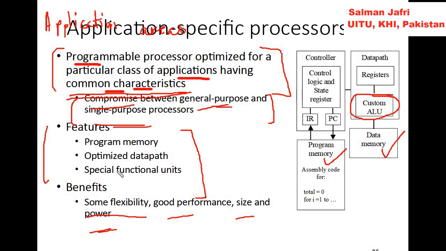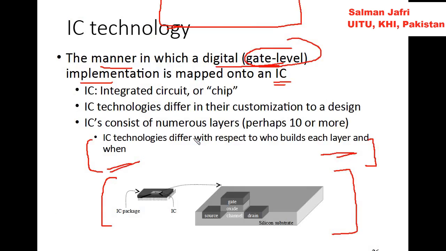So what are the features? It has program memory, and it has an optimized data path, because the data path is optimized for certain applications for which the ASIP is designed, and for that matter it has special functional units. So what are the benefits of ASIPs? They have some flexibility, good performance, size and power.